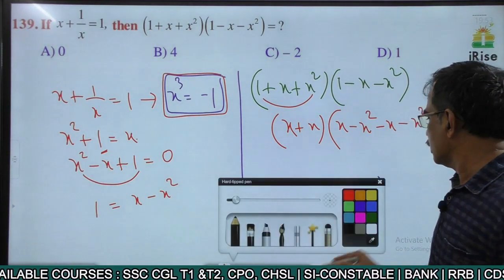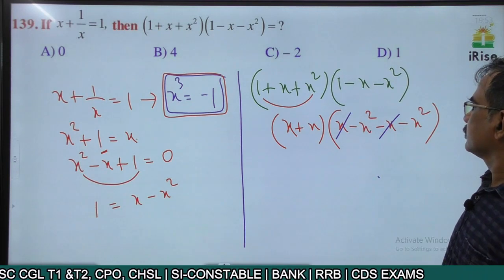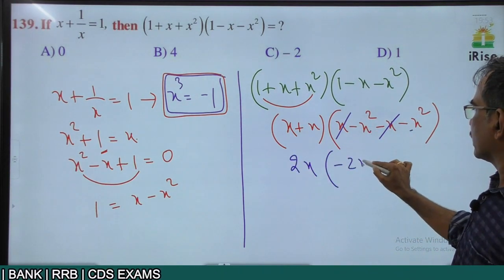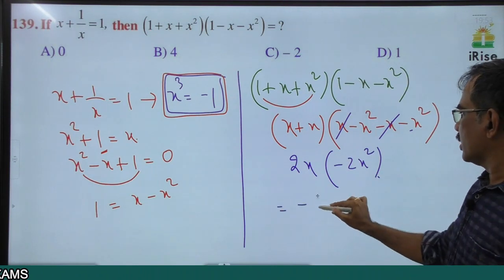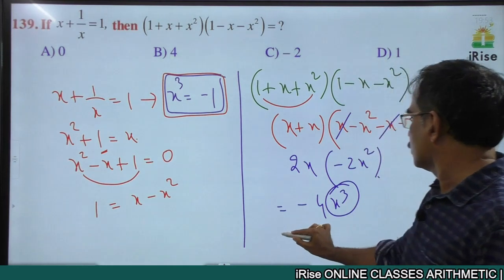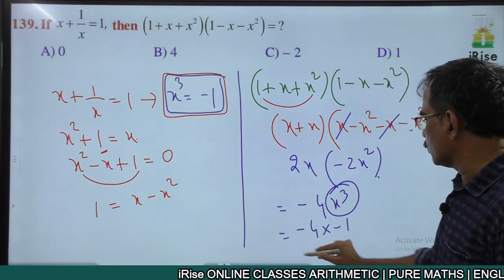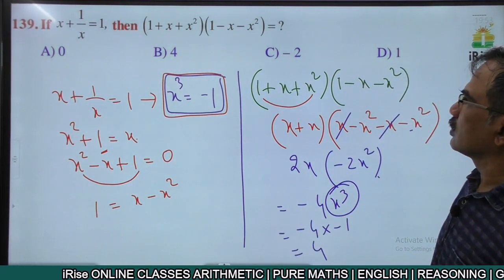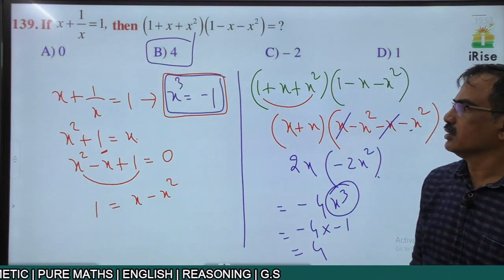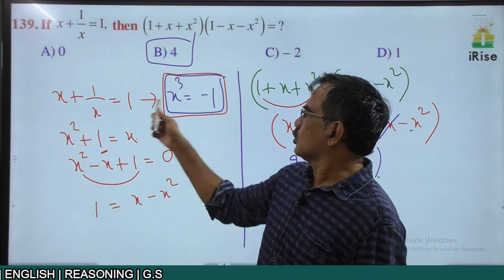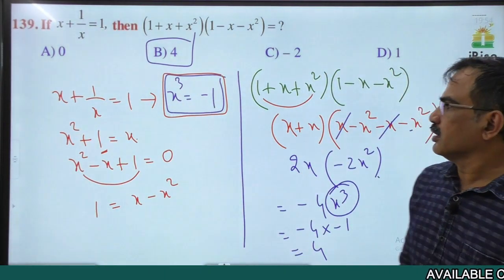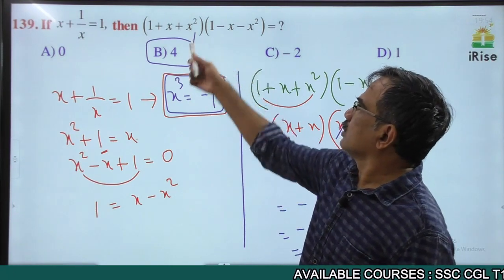Then these two get cancelled. This is 2x into minus 2x square, which is equal to minus 4x cube. But what is x cube here? Minus 1. So the answer is minus 4 into minus 1. The answer is 4. If x plus 1 by x is equal to 1, then x cube is equal to minus 1. I want to use this condition to solve this question.